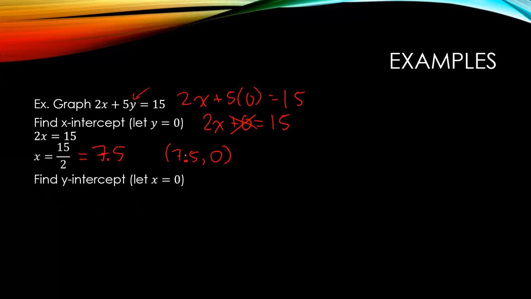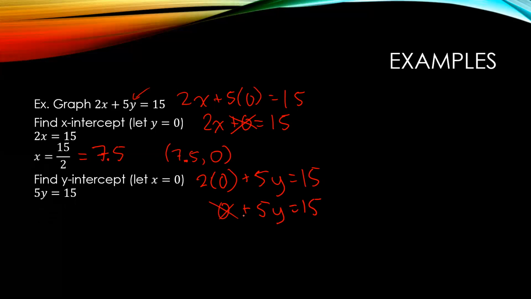Now to find my y-intercept, I'm going to let x equal 0. You always let the other variable equal 0. And again, this is going back to the last lesson that we did. So I'm simply replacing the x value with 0, and I'm going to be solving for y. So obviously 2 times 0 gives me 0 plus 5y is equal to 15. But obviously I'm adding 0, which means I'm not really changing anything in the equation there. So I have 5y is equal to 15. And that means that y is equal to 3.